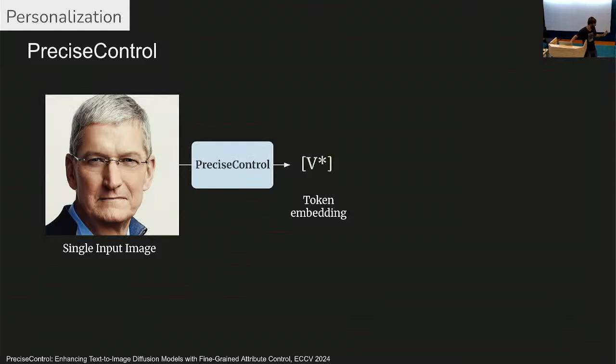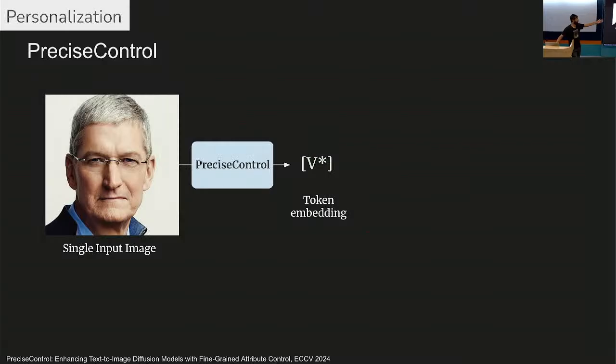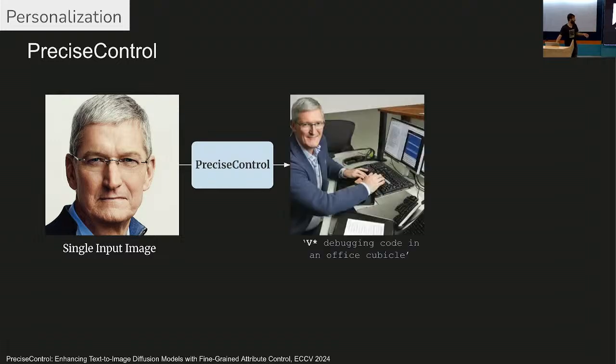The idea is very similar in a broader sense. Given this input image, we convert it into some token embedding, V-star. I'll tell how we have done that. But once you have that V-star, you can put it in any prompt, and then you should be able to generate novel compositions. Something like this: V-star debugging code in an office cubicle.